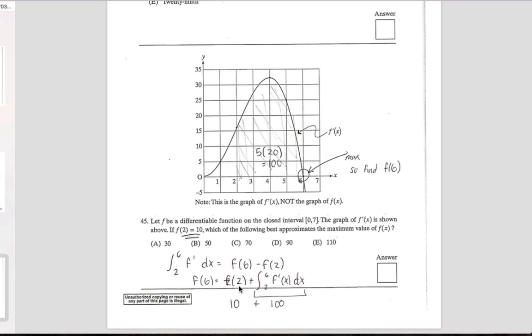So f of 6 is going to be f of 2 plus the integral, right? And we know f of 2 is 10. And then the integral is just counting up the boxes underneath. Just notice that each of these boxes is 5. So I counted up 1, 2, 3, 4, about 5, 6, 7, 8, 9, 10, 11, 12, 13, 14, maybe 15, 16, 17, 18, 19, about 20 boxes. So I did 20 times 5 is 100, and 100 plus 10 is 110. So I got that answer there.